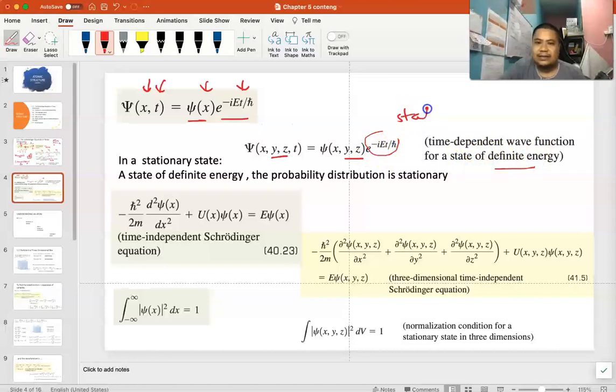Okay, stationary state or definite energy. Definite energy means a certain energy, so energy E. So what is the difference? If we consider from one dimension to three dimensions, we change this part. Okay, so in a stationary state, which is a state of definite energy, the probability distribution is stationary, meaning in a state where the energy does not change and the system has a definite energy.